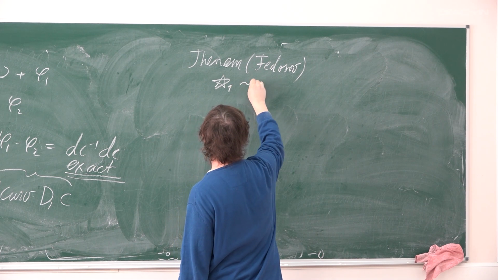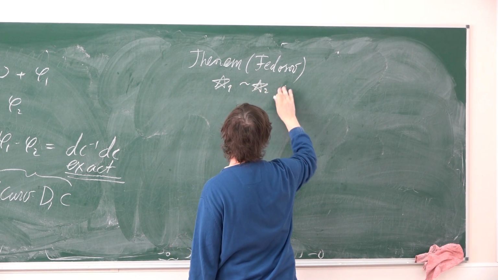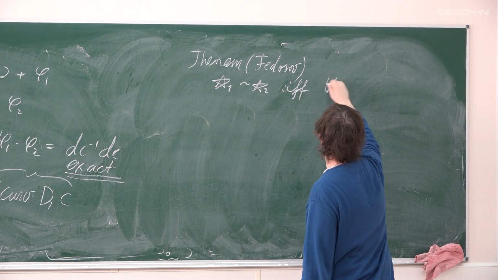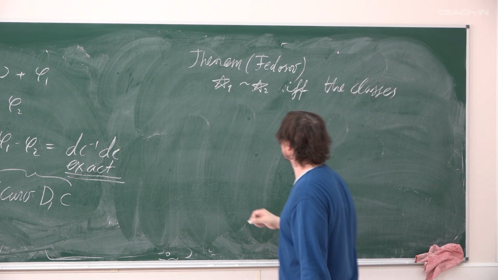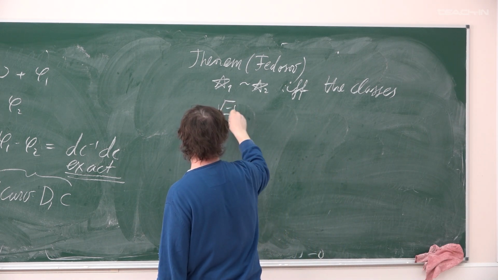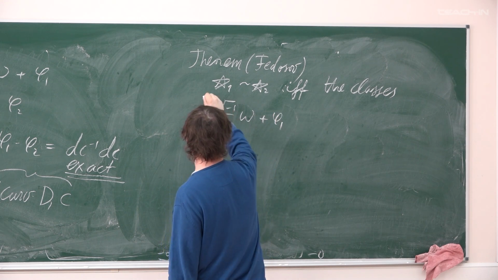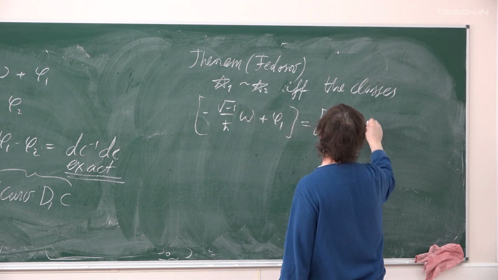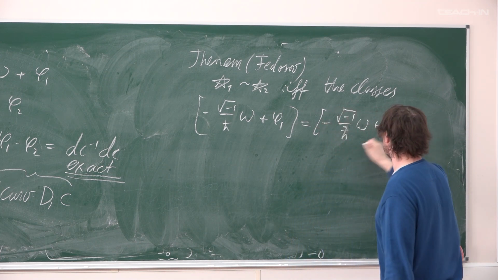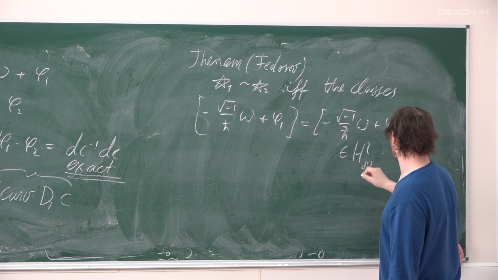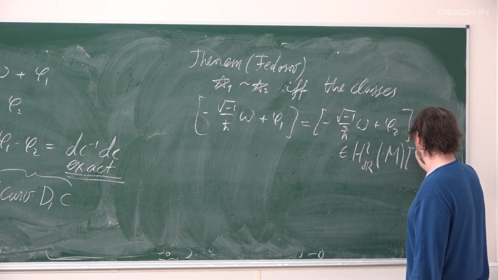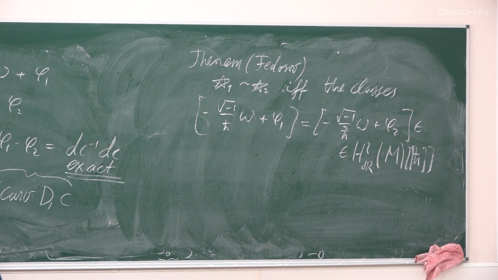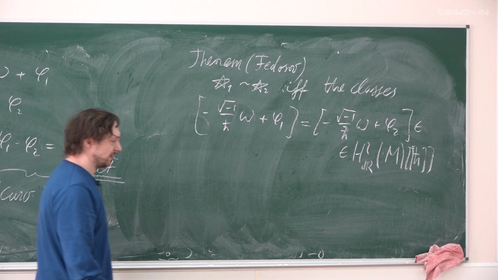Two star products are equivalent if and only if the classes of √−1/ħ ω + φ1 and the same class but for φ2 inside H2 (the differential cohomology of M extended by ħ) coincide. I barely sketched the idea of this proof.